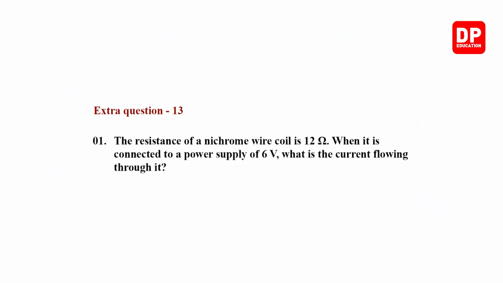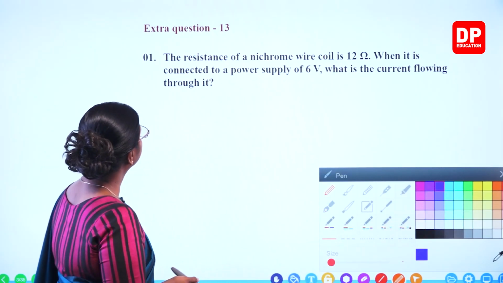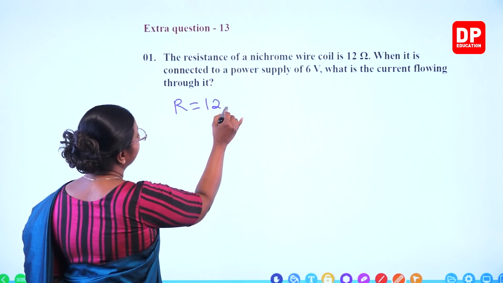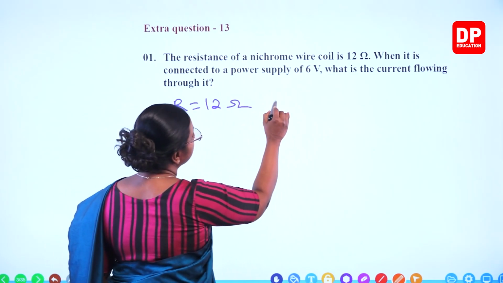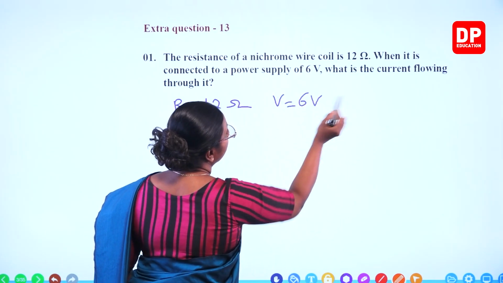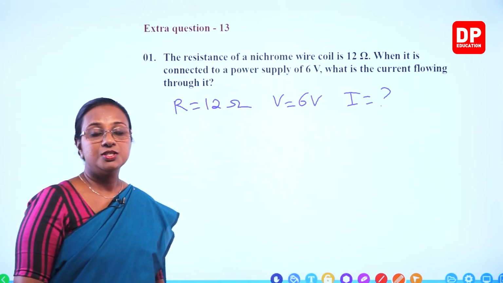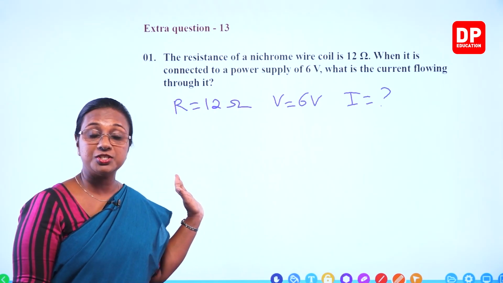So here we have extra question 13. The resistance of a nichrome wire coil is 12 ohms. So again, related to the similar equation, resistance is given to you. That is 12 ohms. Then when it is connected to a power supply of 6 volts, what is the current flowing through the conductor?